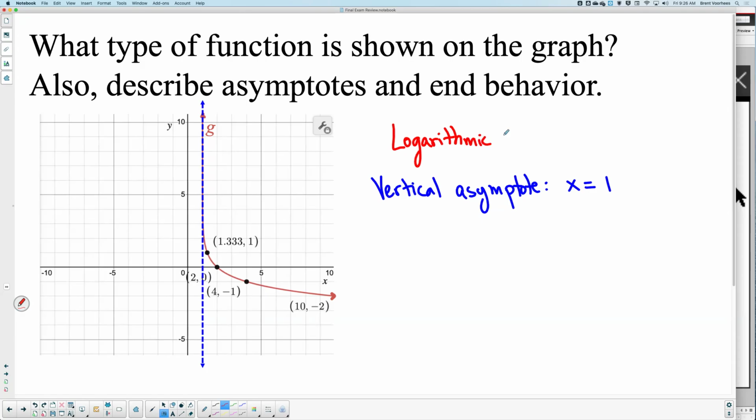Decay. It is logarithmic decay. Why is it logarithmic decay? How do you know? Concave. It's decreasing. Now, what's tricky on logarithms, remember they're backwards. If it's decaying, it's actually concave up.